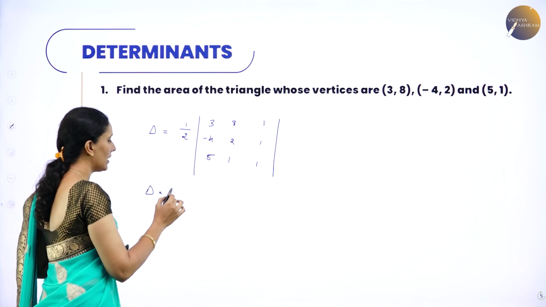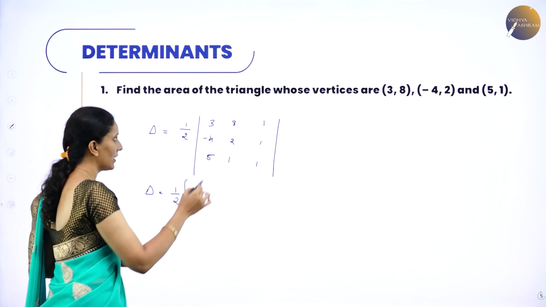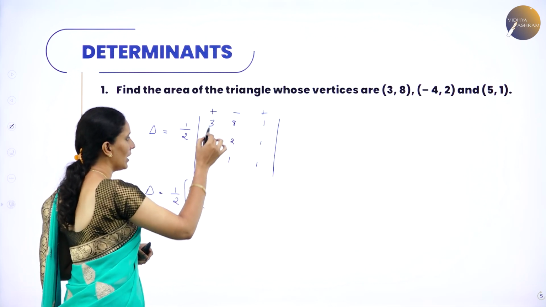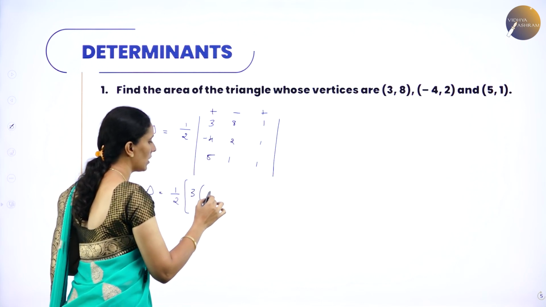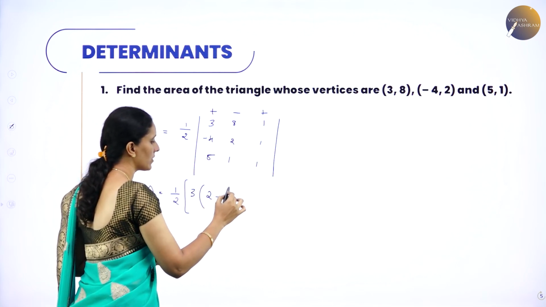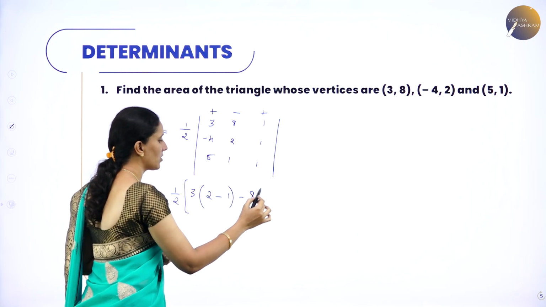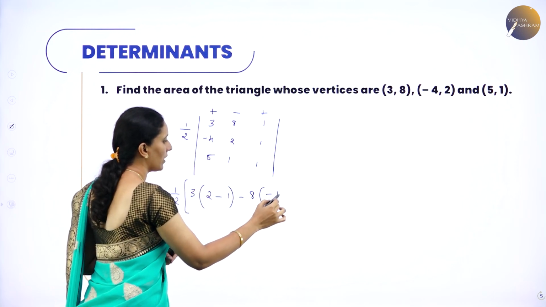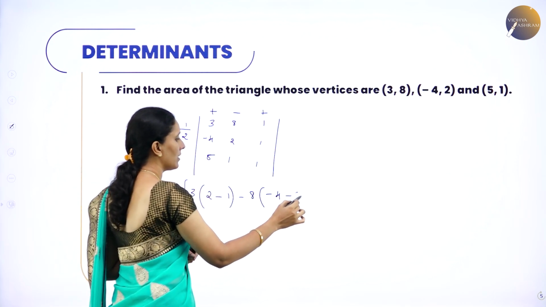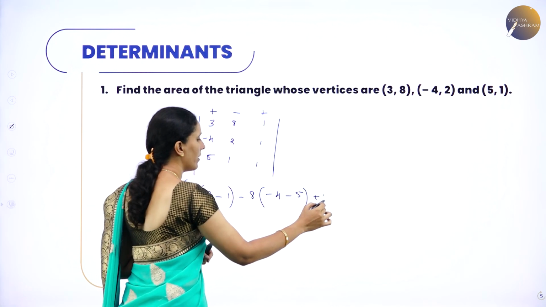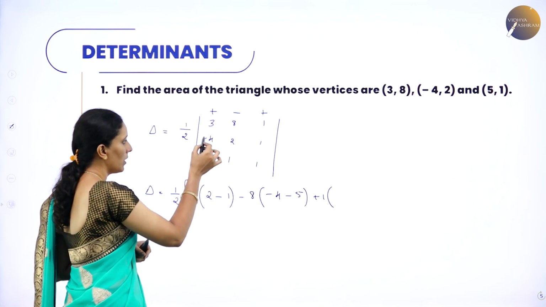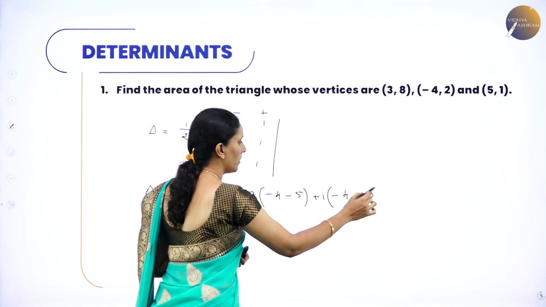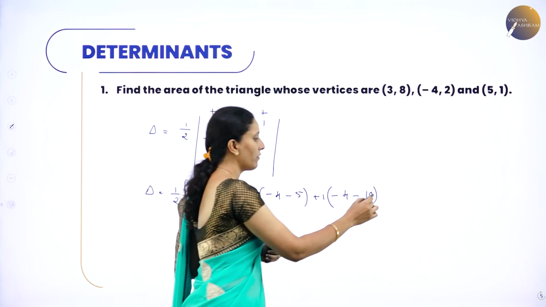We can expand with the help of the first row. So, let me take the first row. We know the signs are plus, minus, plus. Let me take 3 into, delete the row and the column, 2 ones are 2, minus 1 ones are 1. So this is done. Next is minus 8. Delete the row, delete the column. Minus 4 into 1 is minus 4, minus 5 into 1 becomes minus 5. The last one is plus 1. Delete the row and the column: minus 4 into 1 is minus 4, minus 5 2s are minus 10. So this is how we expand with the help of the first row.